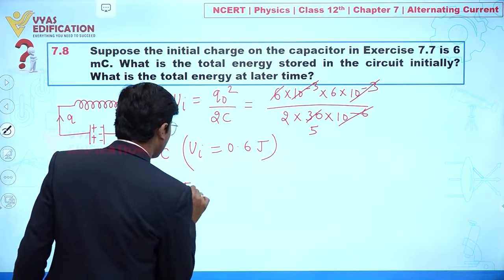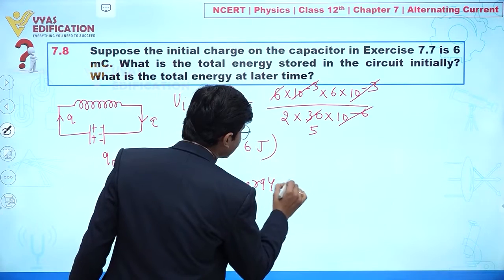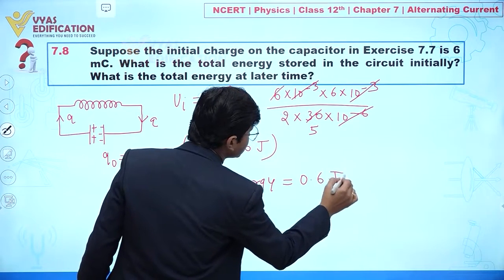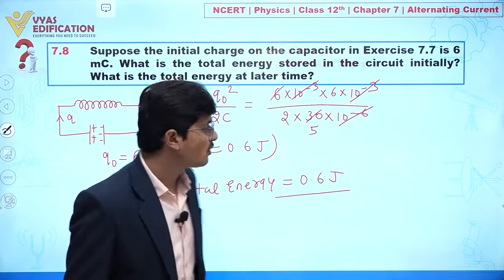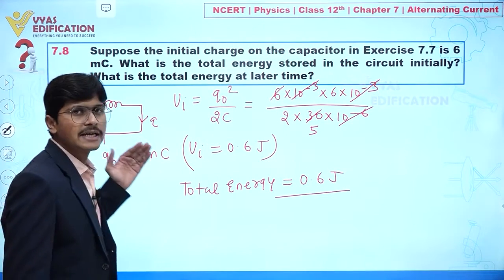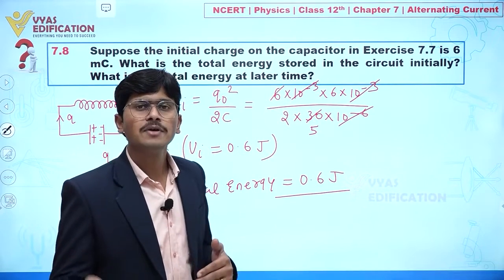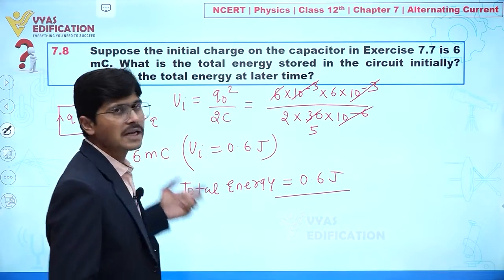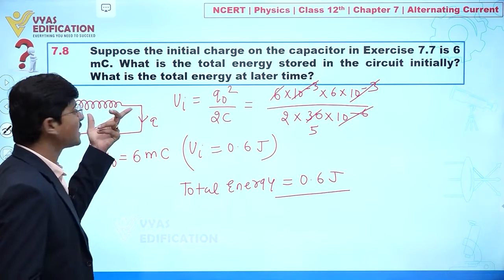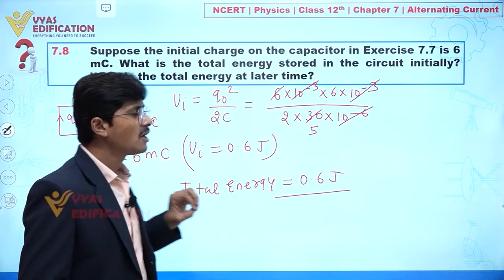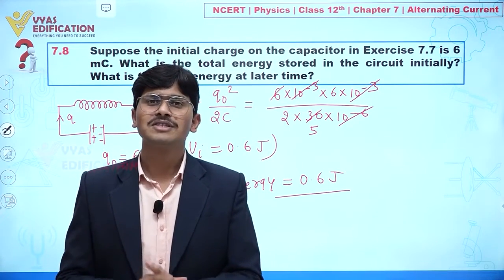Clear? So the correct answer: total energy at any time is always equal to 0.6 joule. Yes, we never say that there is an equal distribution of energy in the capacitor and inductor. Clear? Definitely sometimes the capacitor energy will be more and this half of Li square energy is less. Clear? Sometimes it may be possible this energy will be more and this one is less, but the total amount of energy always remains the same. Clear? So this is all about this question.